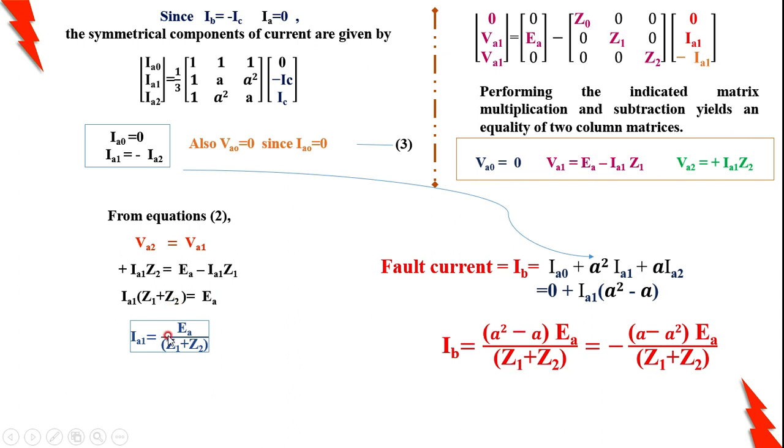One important relation I am getting here is VA0 is equal to 0. However, VA1 is equal to VA2. VA0 being 0 means there is no existence of the zero sequence network, and VA1 equal to VA2 means the positive sequence network is connected in parallel with the negative sequence network. That I am showing here.